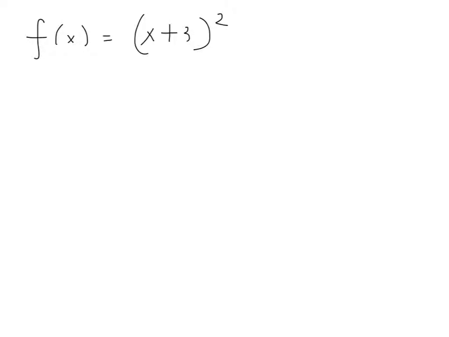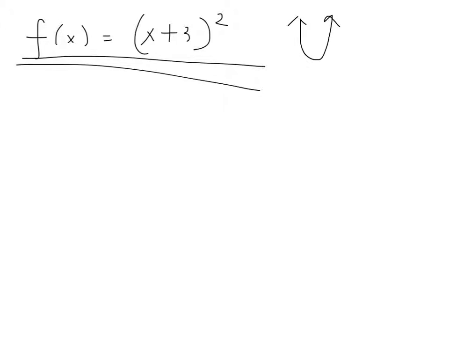So as we can see, we have the function (x + 3) squared. What kind of function is this? Quadratic. What is the graph of a quadratic function? A U-shaped graph, okay? It can either open this way, upward or downward.